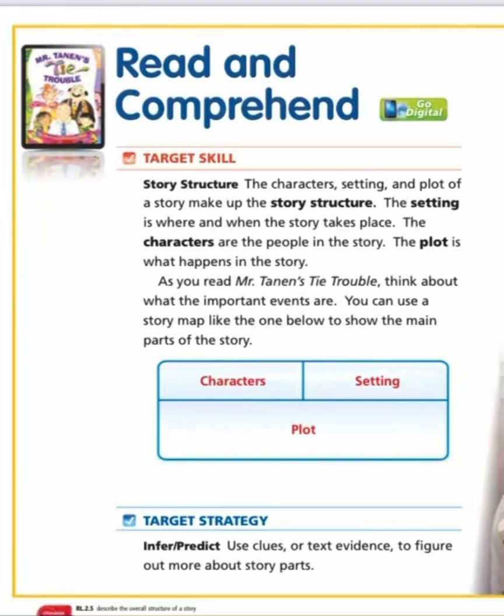As you read Mr. Tennant's Tie Trouble, think about what important events are. You can use a story map like the one below to show the main parts of the story. Characters, setting, plot. Infer, predict. Use clues or text evidence to figure out more about story parts.